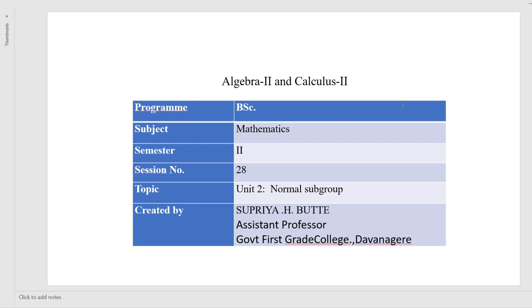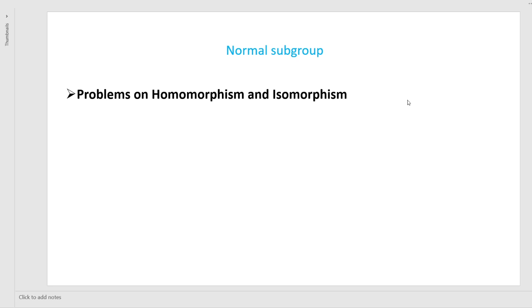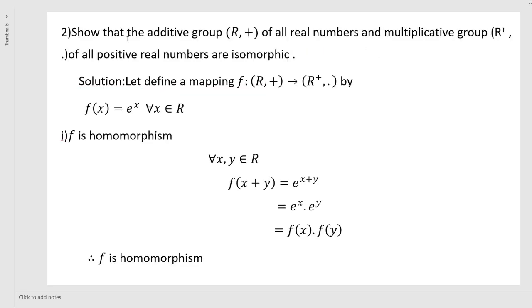Today in this session, we discuss Davangere University's Unit 2 topic. In that, we discuss problems on homomorphism and isomorphism. Show that the additive group (R, +) of all real numbers and the multiplicative group (R+, ·) of all positive real numbers are isomorphic.